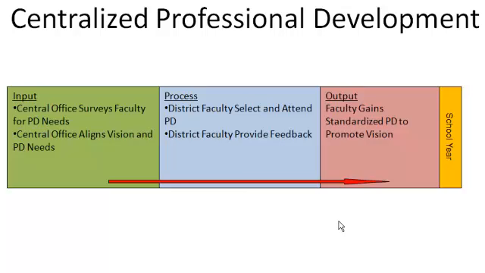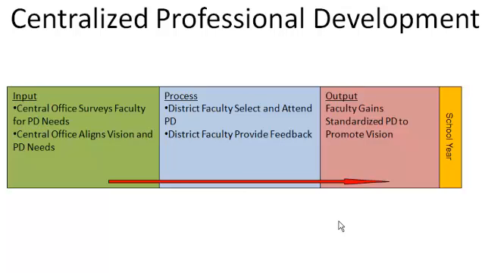from central office somewhere, there would be a request to survey the faculty in the buildings and to find out what their professional development needs are. And all of that information in terms of faculty PD needs would come back to a central office location. And then perhaps central office as another form of input might take a look at what is our vision and what are we trying to get to between now and the future, and what are our professional development needs now in order to get us there.